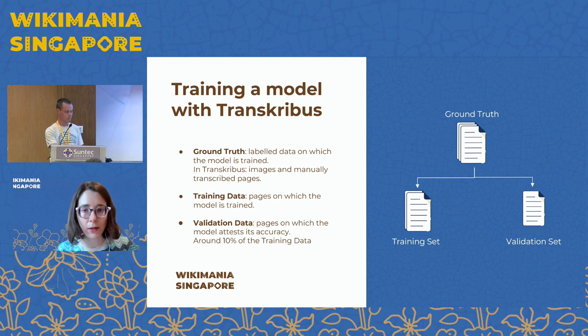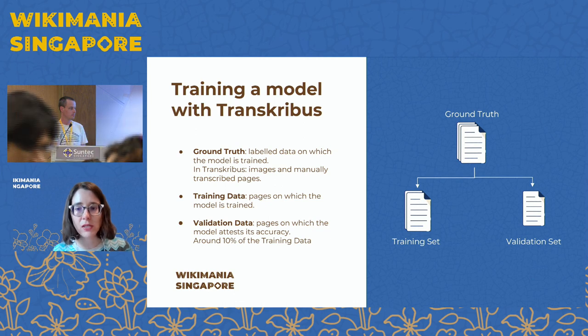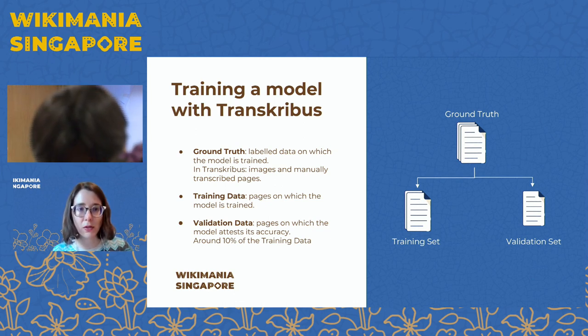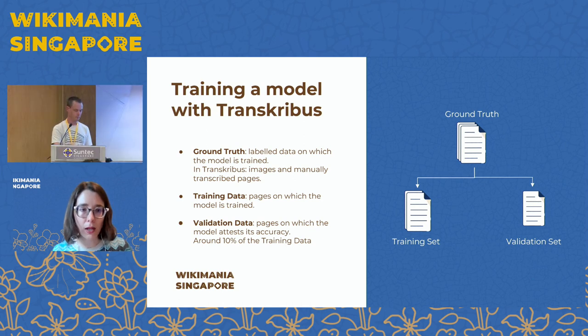In our case, the ground truth is images and the transcription we have done manually. And during the training, we need to split our ground truth in two groups: the training set, which are the images and transcription on which the model learns, and the validation set, which is around 10% of the training set. The validation set is the pages on which the model tests its accuracy. In this way, we can tell how well the model performs.